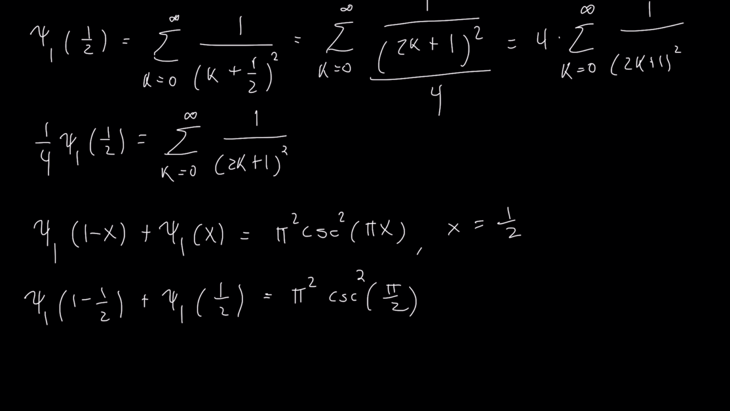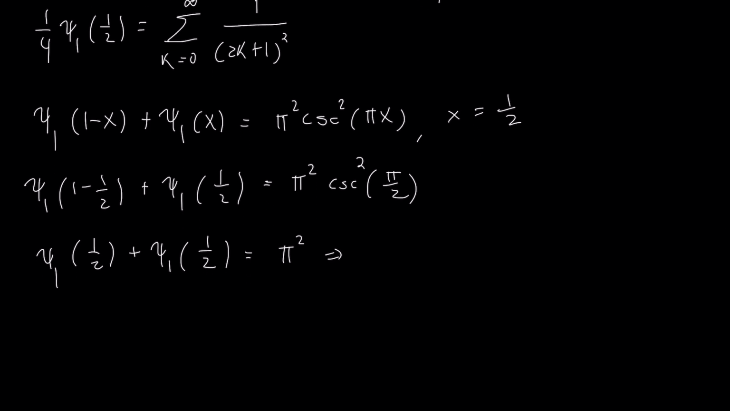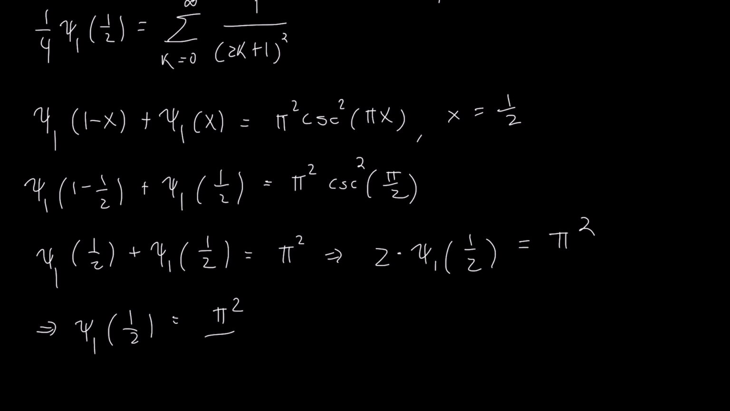But then we're just going to have a trigamma of 1/2 plus trigamma of 1/2 is pi squared cosecant of pi over 2 is 1, and 1 squared is 1. So this means that we have twice trigamma of 1/2 is equal to pi squared. And solving for trigamma of 1/2, we have trigamma of 1/2 is equal to pi squared over 2.